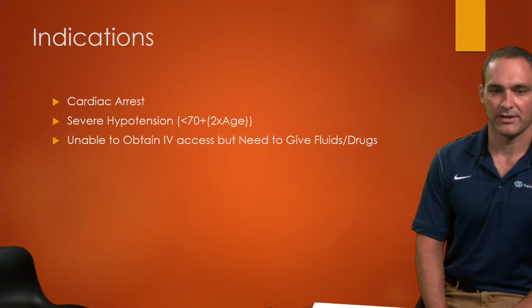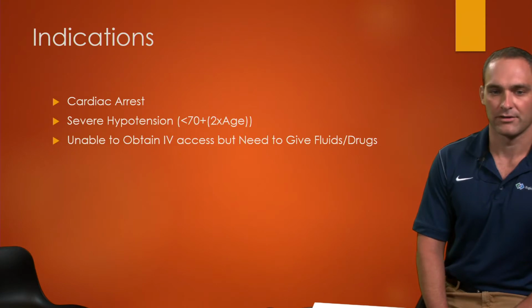First, we're going to talk about indications. AHA says you can go straight to an IO in cardiac arrest and severe hypotension. That means anytime your blood pressure is less than 70 plus 2 times their age. AHA says you can go right to an IO in these circumstances because it takes too long to start an IV. You can also go to an IO anytime you're unable to obtain IV access, but you still need to give fluids or drugs.